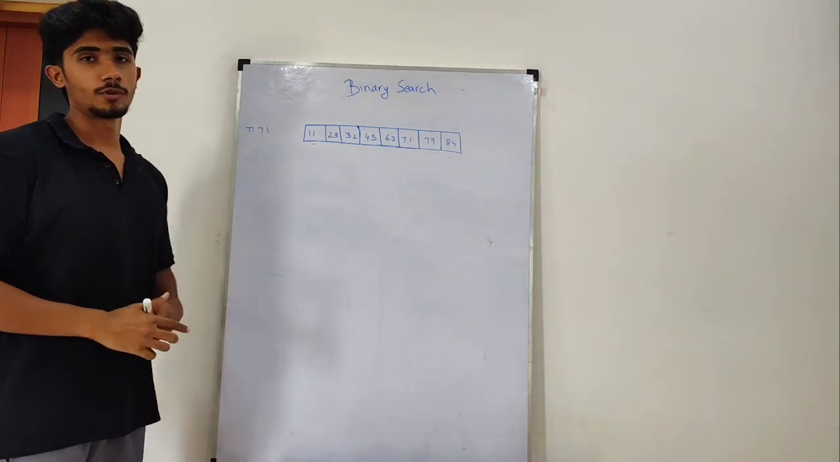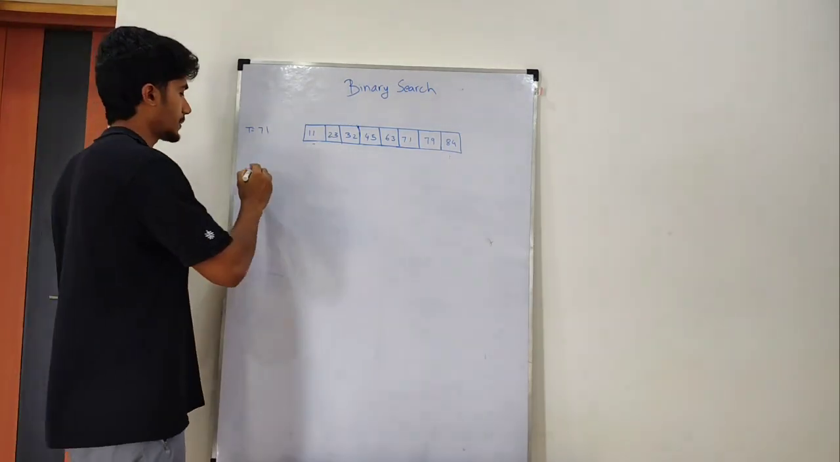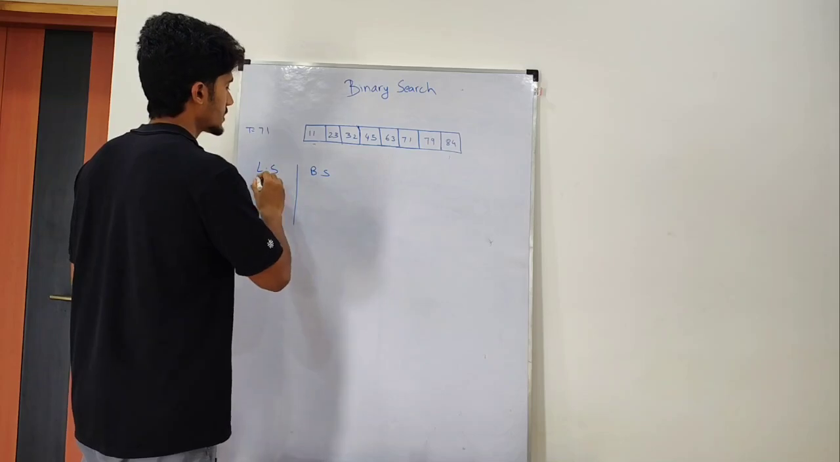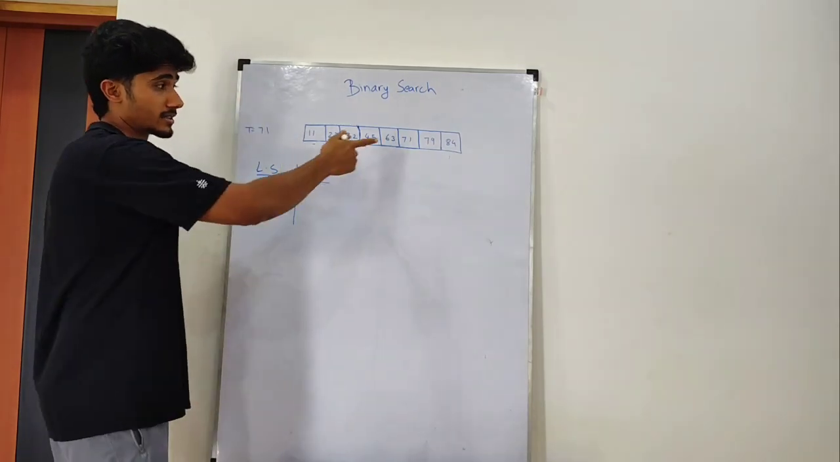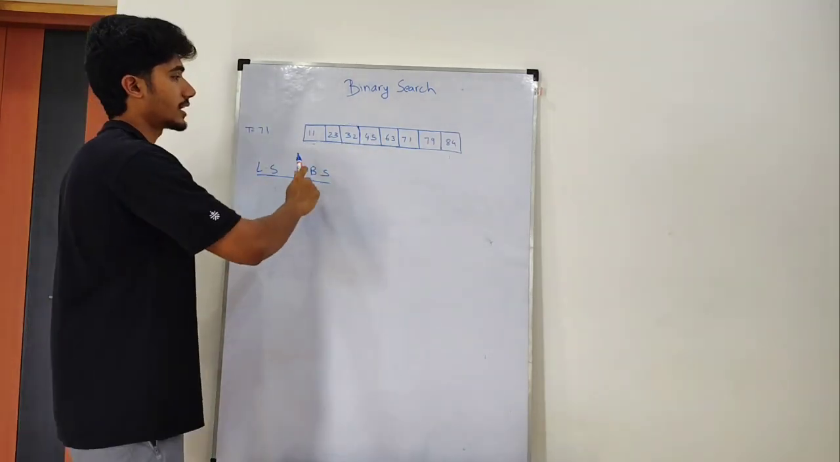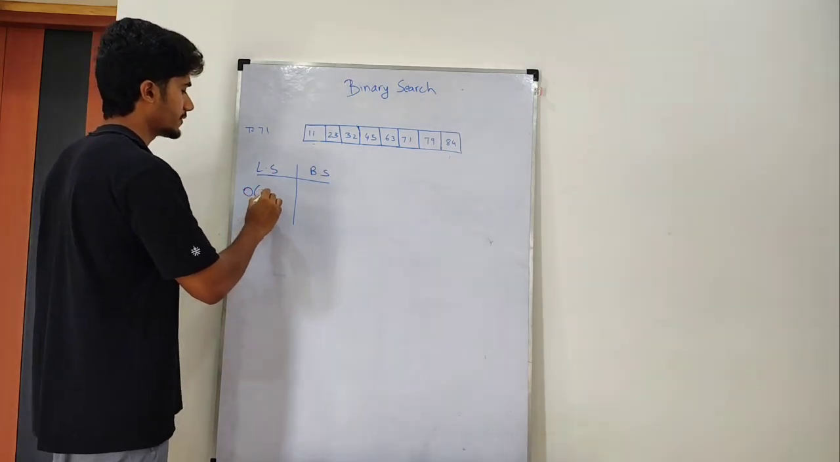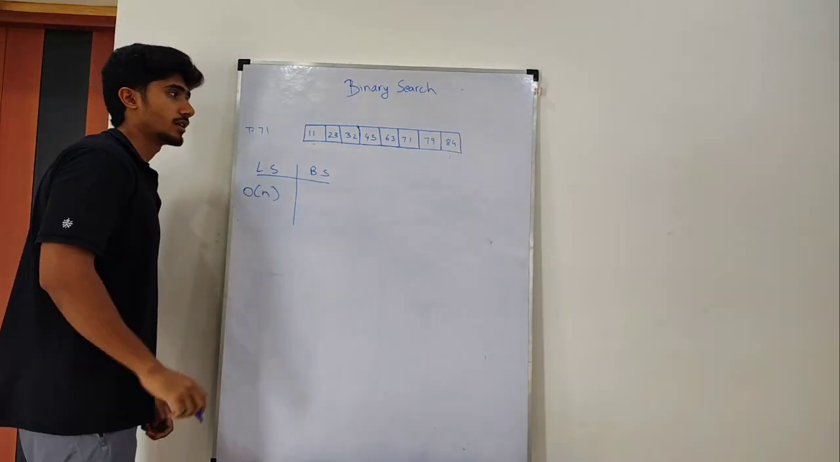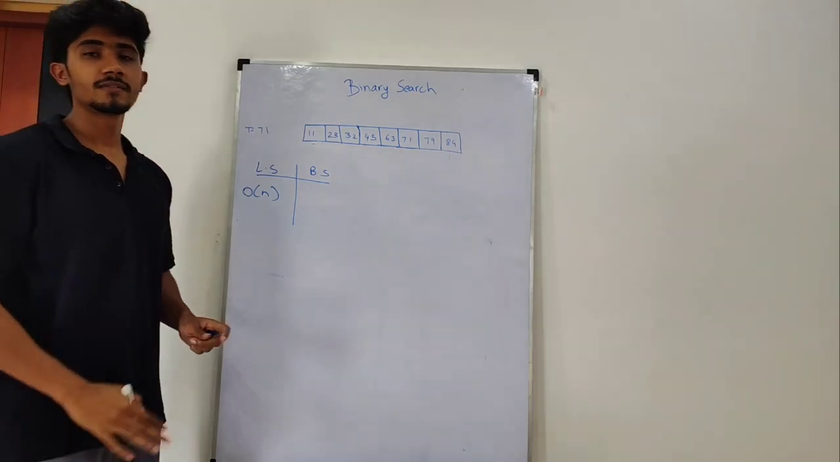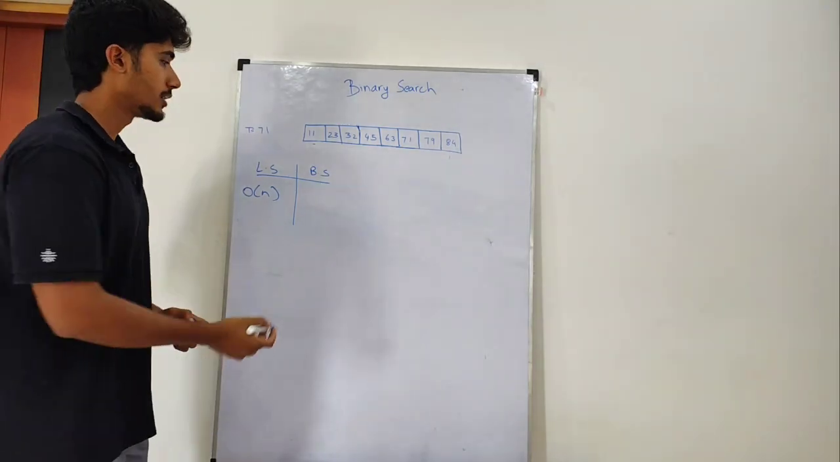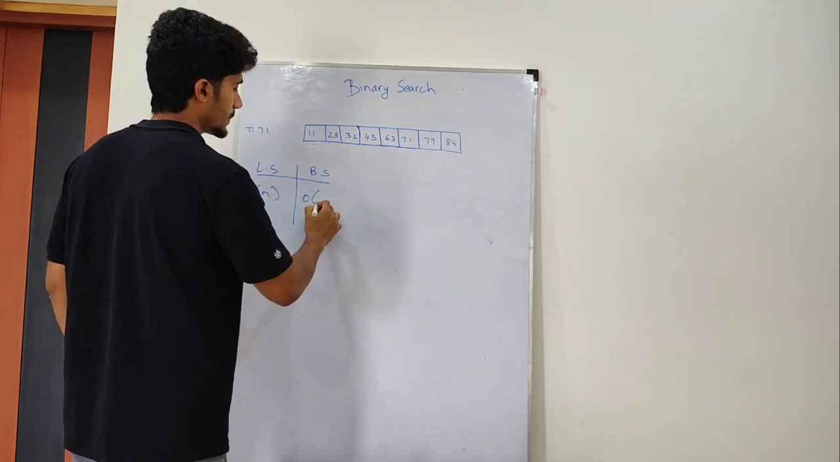Now let's move on to time complexity. We compare the time complexity of linear search and binary search. The worst case is when the target element is at the end of the array. Linear search will traverse through the entire array, so the time complexity will be O of n, where n is the size of the array. For binary search, since it divides the search space into half in each iteration, it follows a logarithmic function. So the time complexity for binary search will be O of log n.